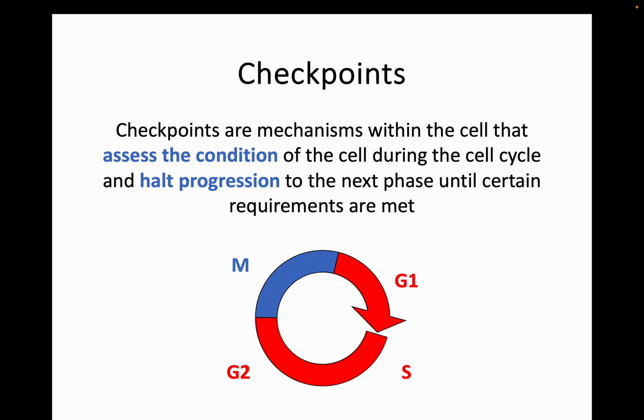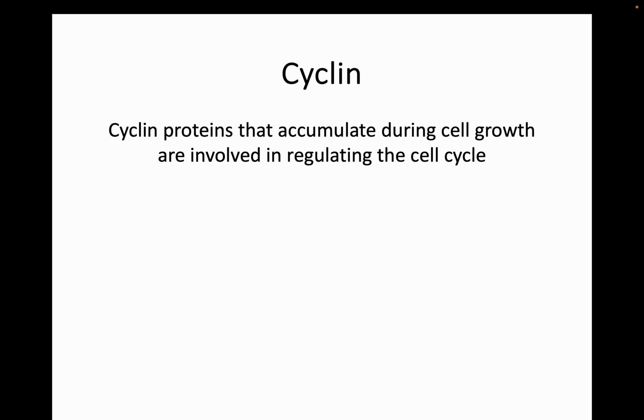So first off, there are several checkpoints within the cell cycle, and what these checkpoints do is they assess the condition of the cell. They basically check that everything is working as it should and there's no abnormalities during the cell cycle. If there is an issue, then they're going to stop the process, but at each checkpoint, the progression is halted until certain requirements are met. So until the cell has assessed that there's nothing wrong going on. Now, while we go through this, you will come across some new terms. We'll talk about these G1, G2, S phases, and your M phase as well, which we will be discussing.